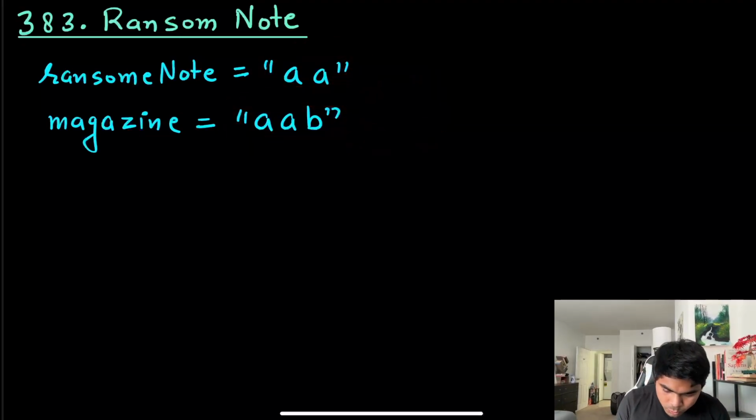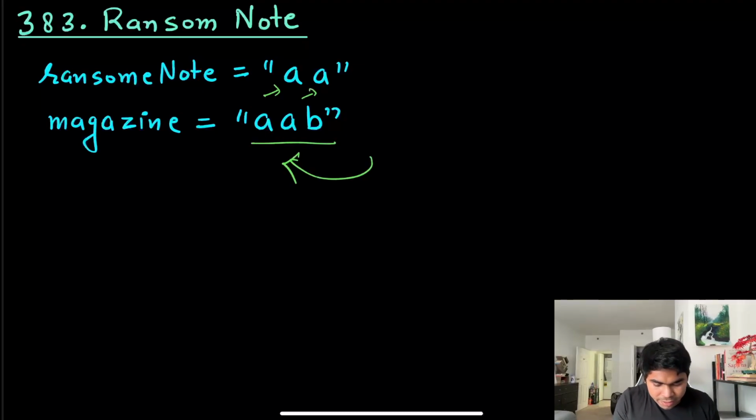The brute force way of doing this would be going over each character in my ransom note and checking if it exists in my magazine. If I have used that character, I will remove it from my list. Let's say I've used this A and this A to create this A, so I will get rid of these. Then I will check another A. If I can create the entire ransom note using the characters in the magazine, I will return true, otherwise I will return false.